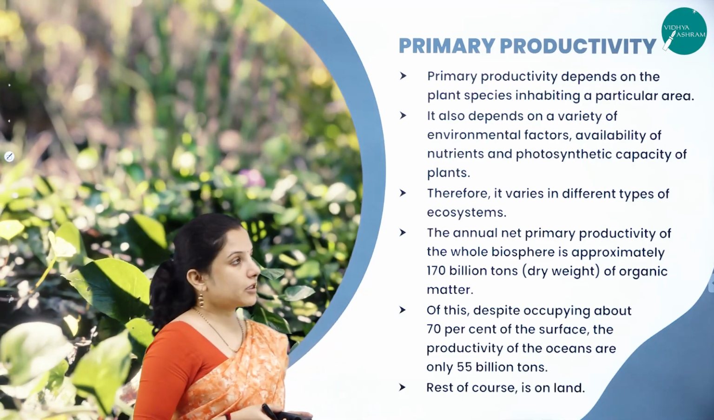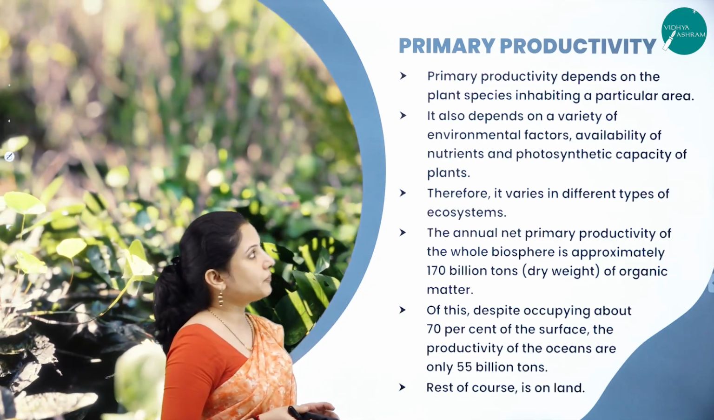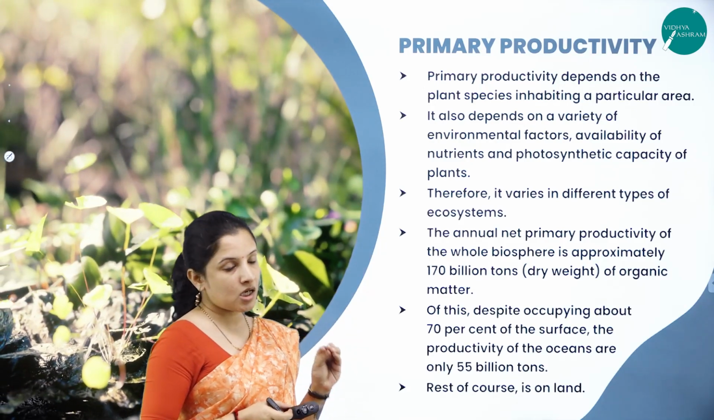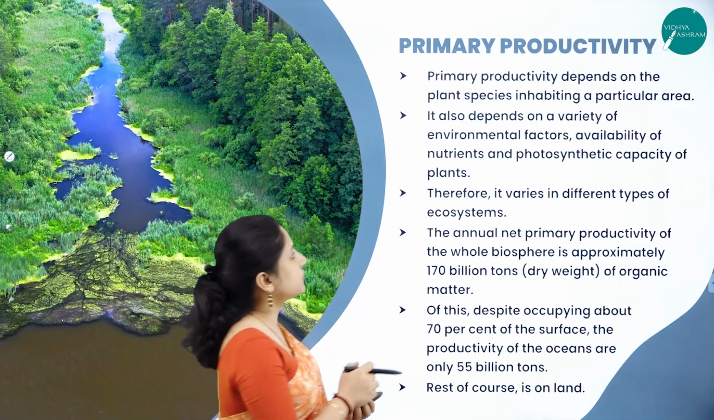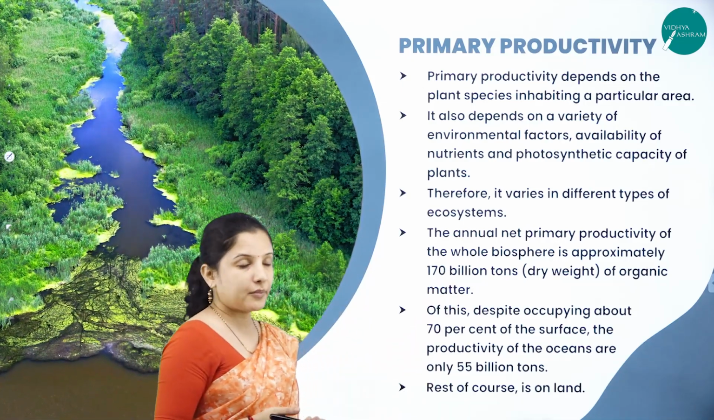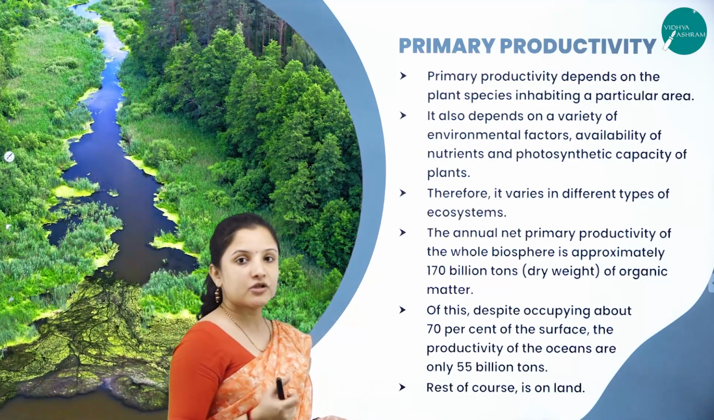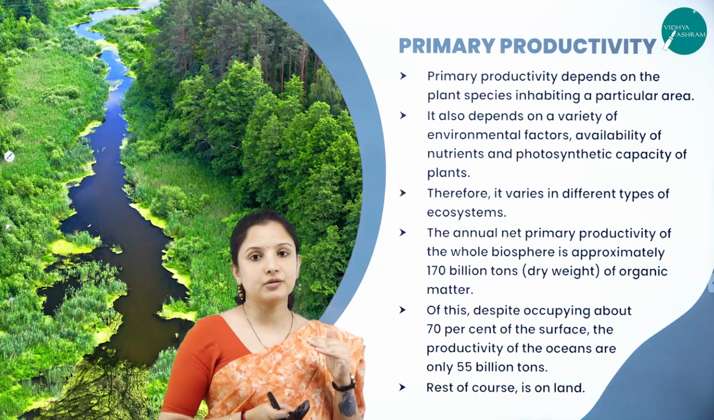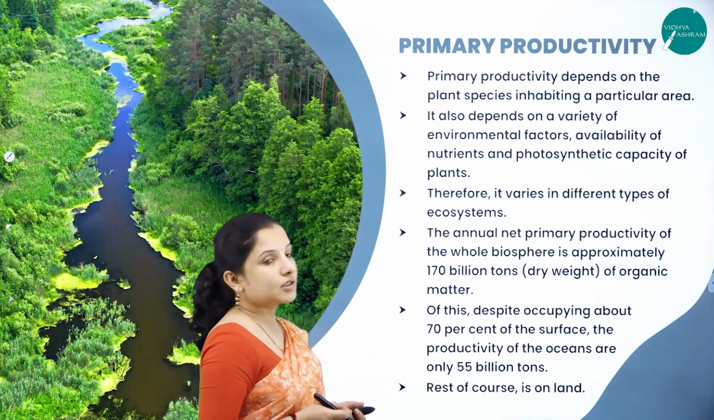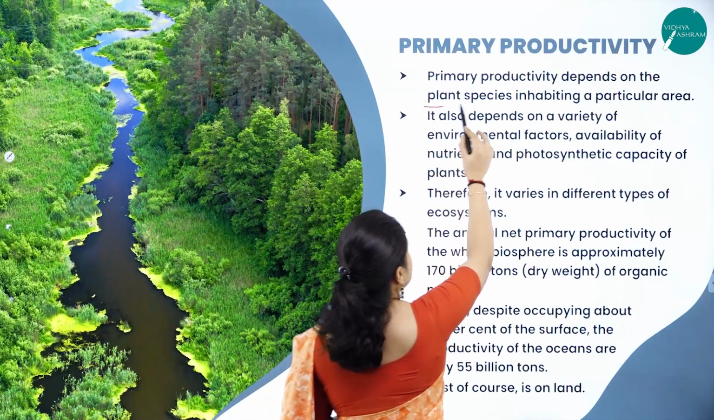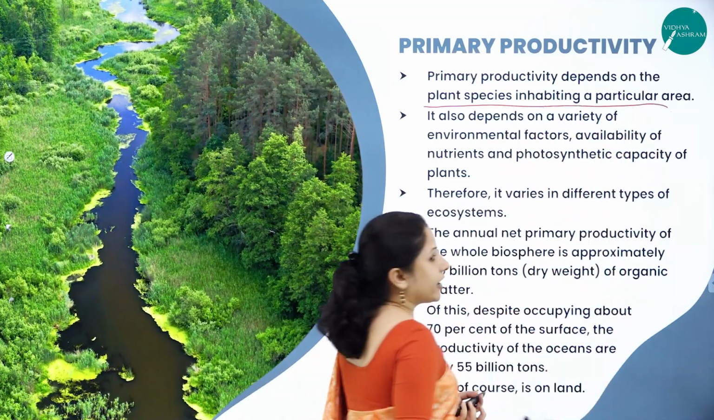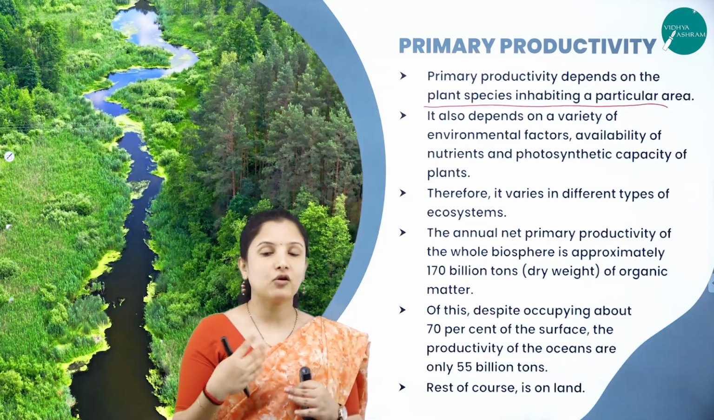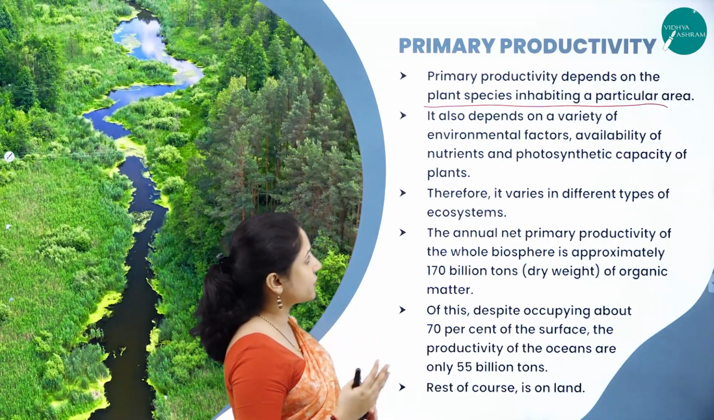So, talking about primary productivity, it depends on what type of plant species is inhabiting that particular area. It also depends on a variety of environmental factors, that is, how much amount of nutrients is available, because the growth of the plant is also determined. So, how much plant species is there in that particular area, depending on that, the primary productivity will usually change.